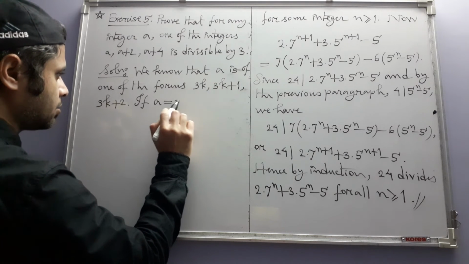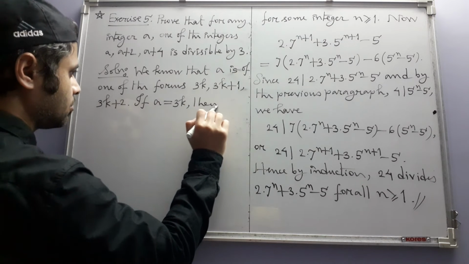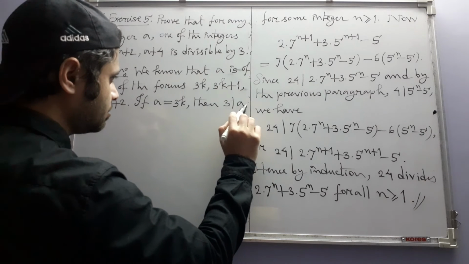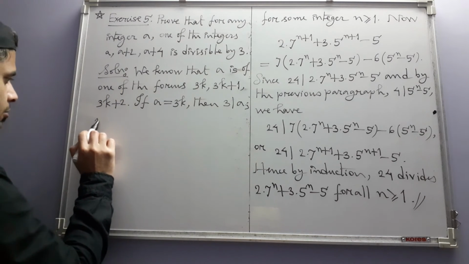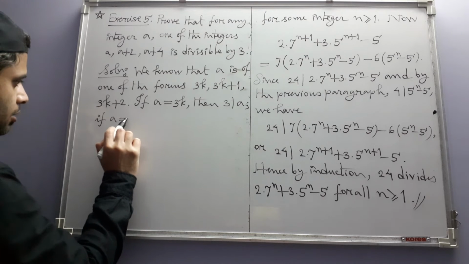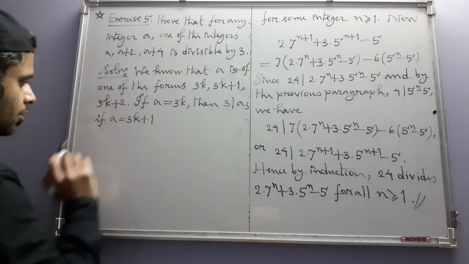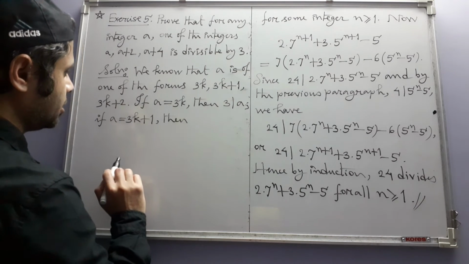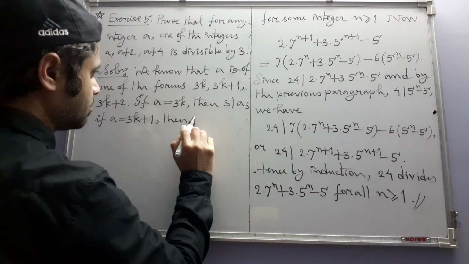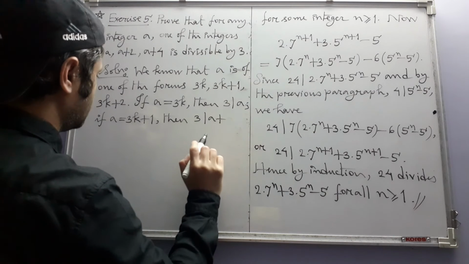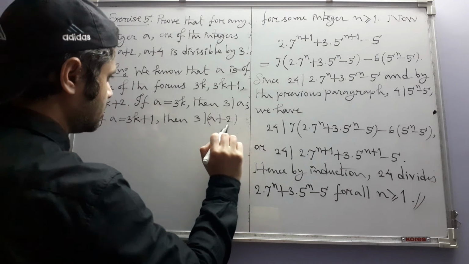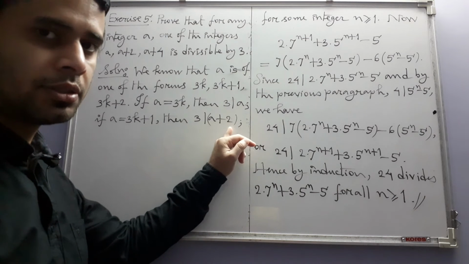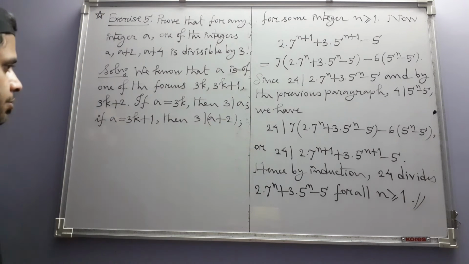If a is equal to 3k, then a itself is divisible by 3. If a is equal to 3k plus 1, then a plus 2 is divisible by 3, because then 3k plus 1 plus 2 will be 3k plus 3, which is divisible by 3.